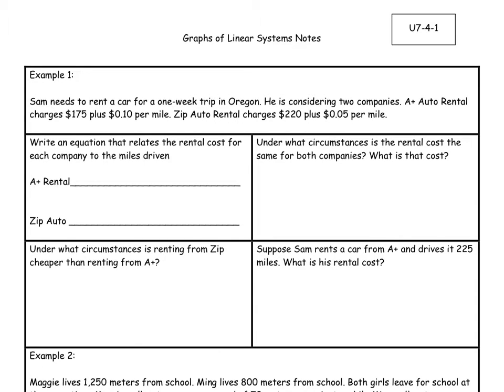A+ Auto Rental charges $175 plus 10 cents per mile, and Zip Auto Rental charges $220 plus 5 cents per mile. We're going to first define our variables. We're going to let x equal the number of miles driven and y equal the cost, and in this case the cost is in dollars.